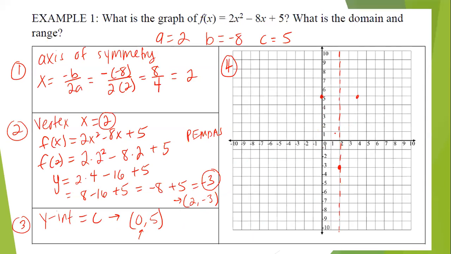Linear equations, you need 2 points. Quadratic equations, you need at least 3 points. Do I have 3 points to create a quadratic? Yes. So here's my quadratic.